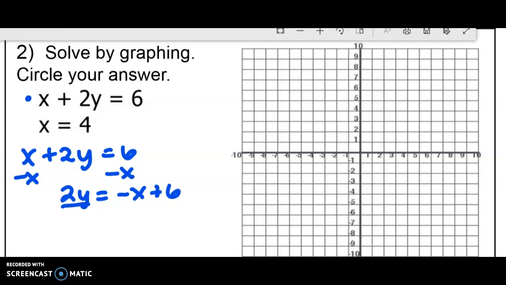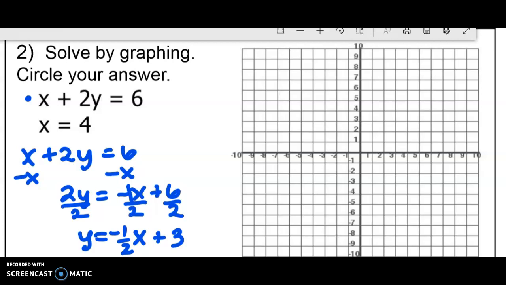And now we're going to divide everything by 2 so that y is by itself. So we get y equals, now be careful here, x, I'm going to write, but let's see what's in front of it. Okay, there's an understood 1 right here, right? So that's a negative 1 over 2 for our slope. And then 6 divided by 2, well, that's just 3.